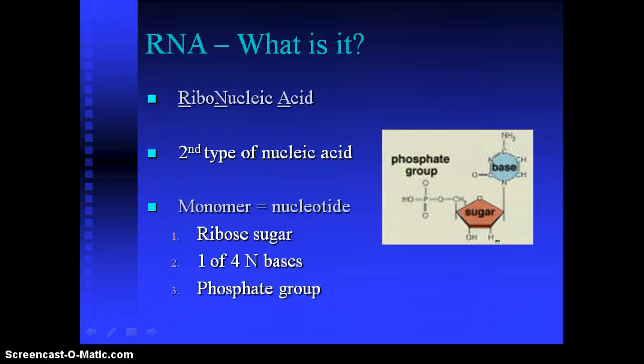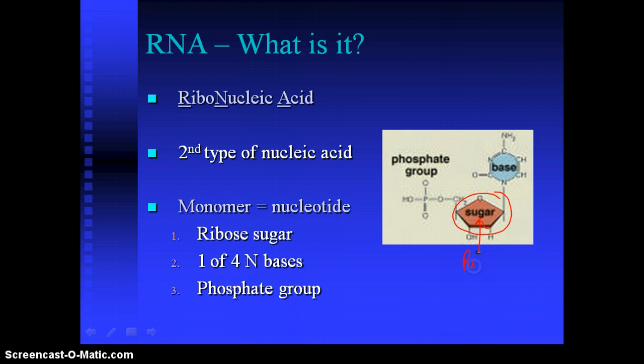So RNA, what is it? This fills in the box just below transcription and translation. RNA stands for ribonucleic acid. It is the second type of nucleic acid; the first was DNA. The monomer is a nucleotide, just like in DNA, but it's made up of a different sugar. RNA, ribonucleic acid, is made up of ribose sugar, and that sugar is here.